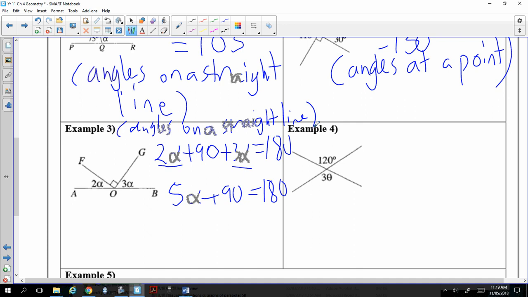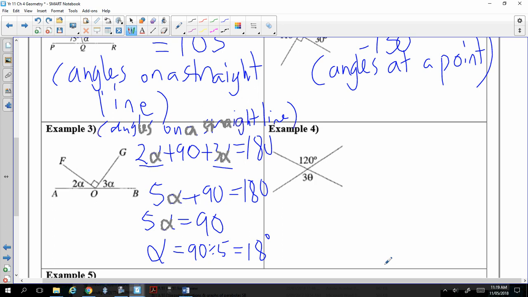Okay, when you work it out, you get 5 alpha equal to 90. Alpha equals 90 divided by 5, which is 18 degrees. 18. Okay, let's move on.